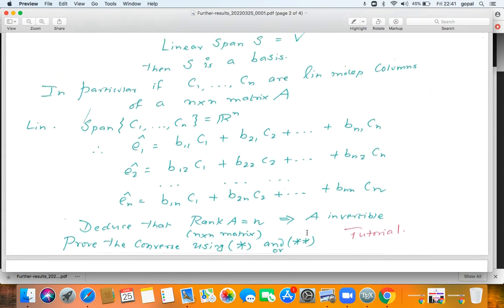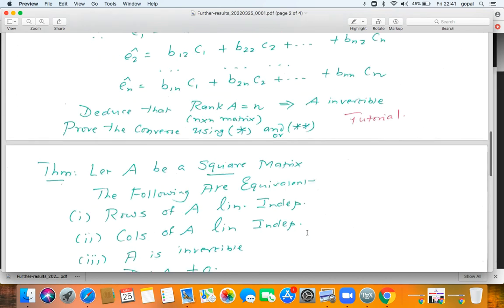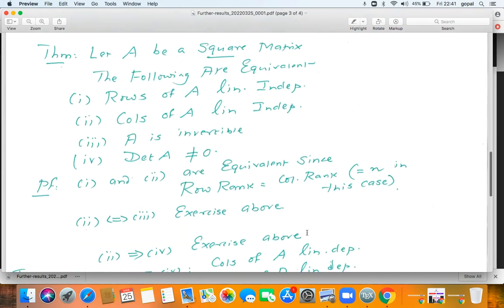Conversely, if A is invertible, then the columns are linearly independent. The same argument can be reversed. And so now we can prove the theorem. Let A be a square matrix.